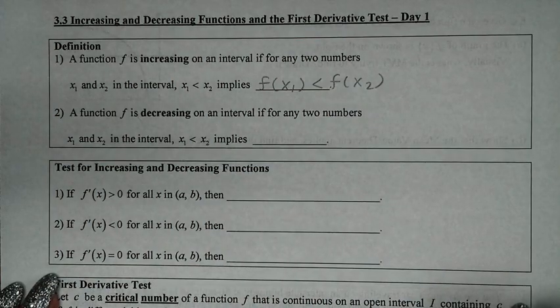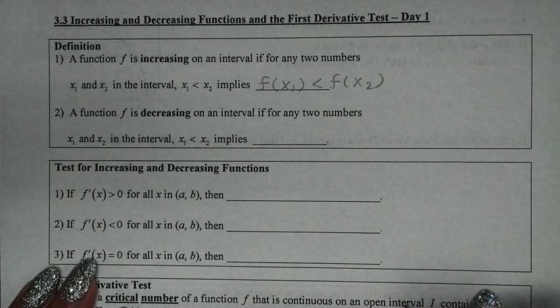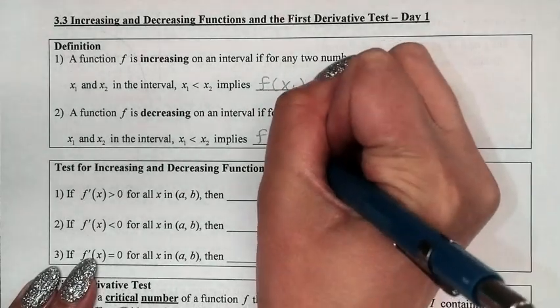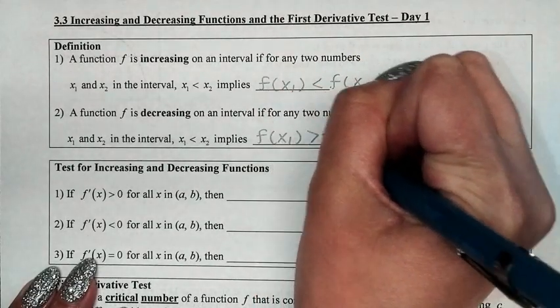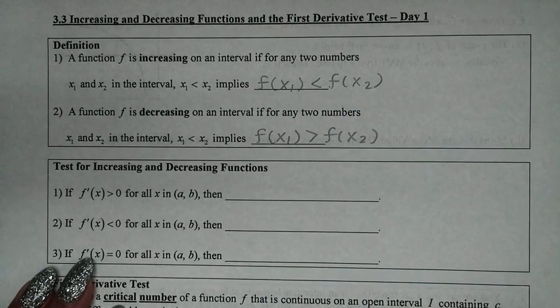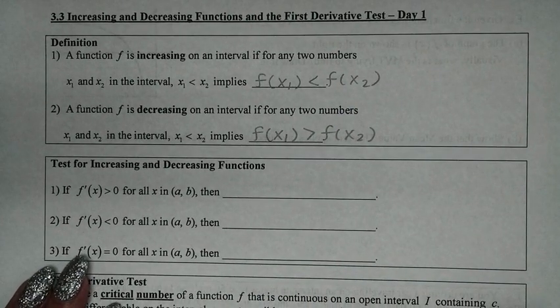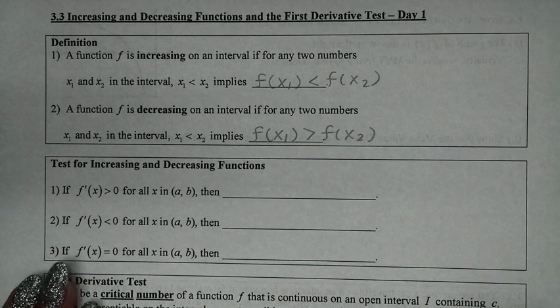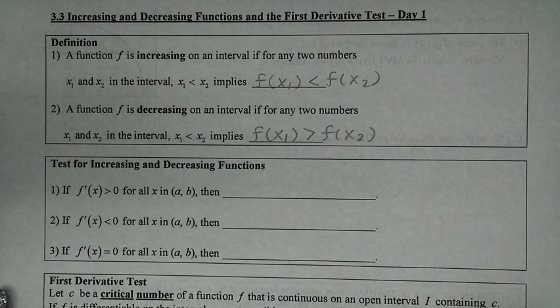We say that a function f is decreasing on an interval if for any two numbers x1 and x2 in the interval, x1 less than x2 implies that f of x1 is greater than f of x2. This is the informal definition that you had back in Algebra 2 and Pre-Calculus. Now we are in Calculus, so we're going to use derivatives to conclude about increasing and decreasing.